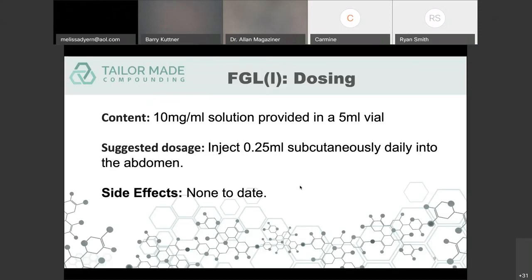So that wraps up FGL. I'll definitely accept questions closer to the end, but it's one I'm extremely excited about. From optimization patients, to your elderly patients, to your diseased patients with cognitive decline, it's definitely one to consider. I would even put it up there with dihexa and cerebrolysin in terms of its power to affect change.